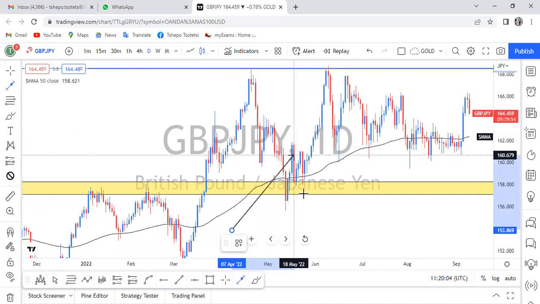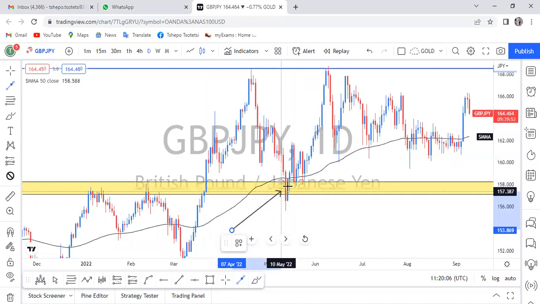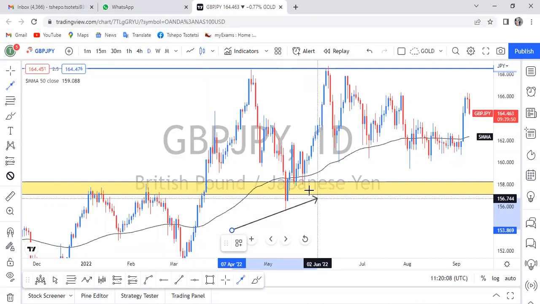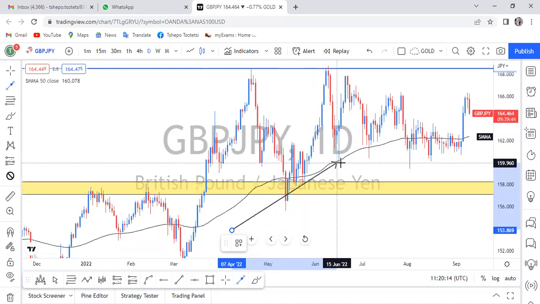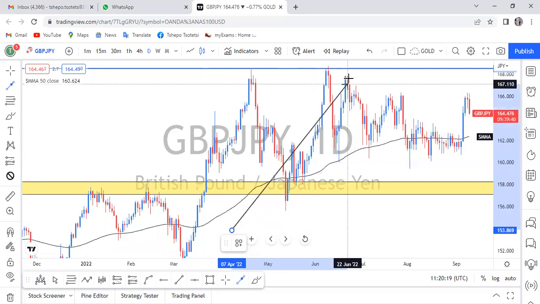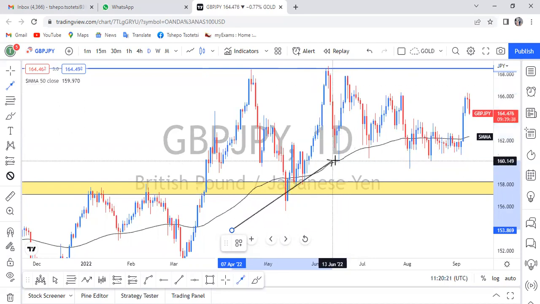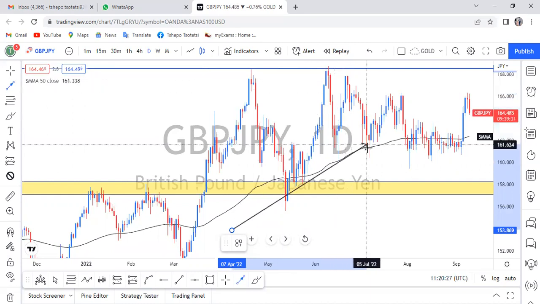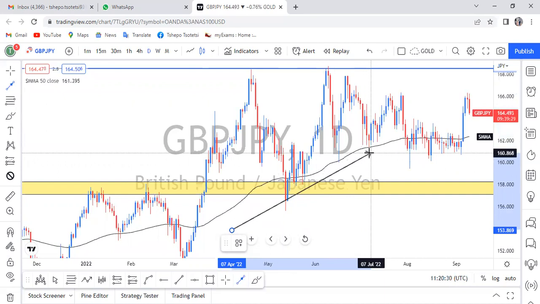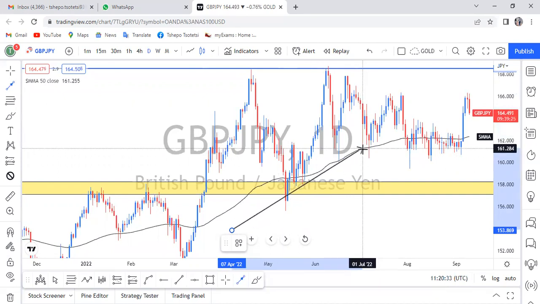So now we have a strong support here because of this zone and also our moving average. And also check here, when price touches our moving average, it rejects. You can see that, guys. When price touches here, it rejects. It goes up. It comes back again to our moving average. When it gets here, you can see this rejection.